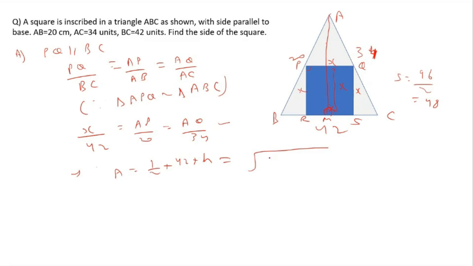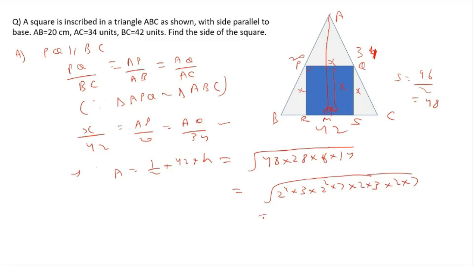So this will be root over 48 into 28 with respect to 20, 6 with respect to 42, and 14 with respect to AC. Again, 48 is 2 power 4 into 3, 28 is 2 power 2 into 7, 6 is 2 into 3, 14 is 2 into 7. The total power of 2 is 4, 2, 6, 7 and 8, so outside comes 2 power 4. Sorry, 3 total power is 3 square, so outside comes 3. 7, the total power is 2, so outside comes 7. So the area is 16 into 3, 48 into 7 is 336.